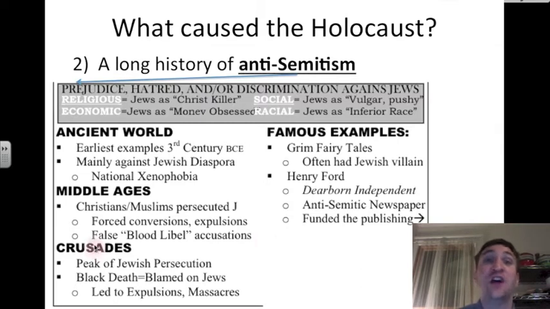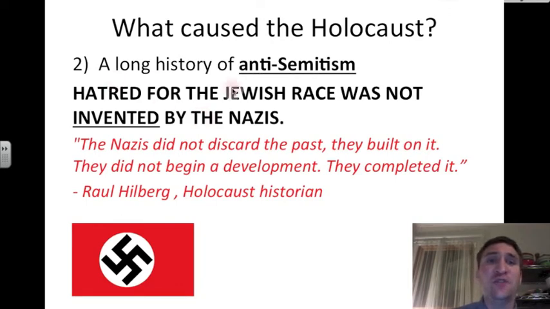And then the Crusades, religious wars. This was the peak of Jewish persecution. During the Black Death, the Black Plague of the 1300s, that was blamed on the Jews, and that led to expulsions and massacres against the Jews. Other famous examples of anti-Semitism include the Grimm fairy tales, which often had Jewish villains, as well as the American inventor Henry Ford, who had the Dearborn Independent, which was his own anti-Semitic newspaper. We need to remember that hatred for the Jewish race was not invented by the Nazis.